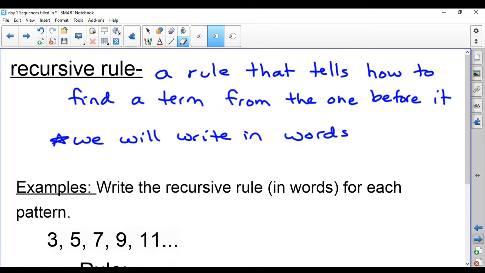For today, we're going to write what is called a recursive rule. A recursive rule is a rule that tells how to find a term from the ones before it. When we talk about terms, those are the individual numbers or letters or pictures in the pattern. So we're going to write a rule that says how to get from one of these terms to the next one. When we do this, we will write them in words.